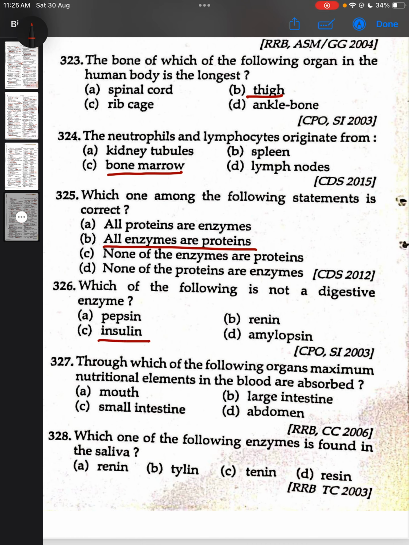Through which of the following organ maximum nutritional element in the blood are absorbed? Small intestine. Which one of the following enzyme is found in the saliva? Correct answer is ptyalin. Ptyalin or amylase that breaks starch into sugar.